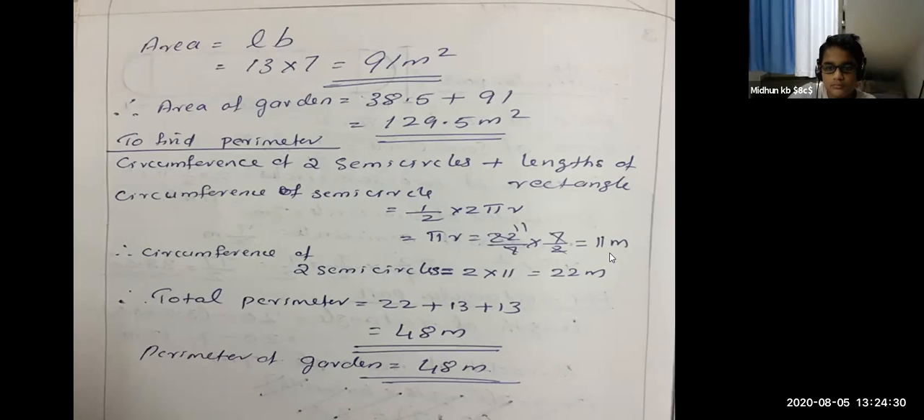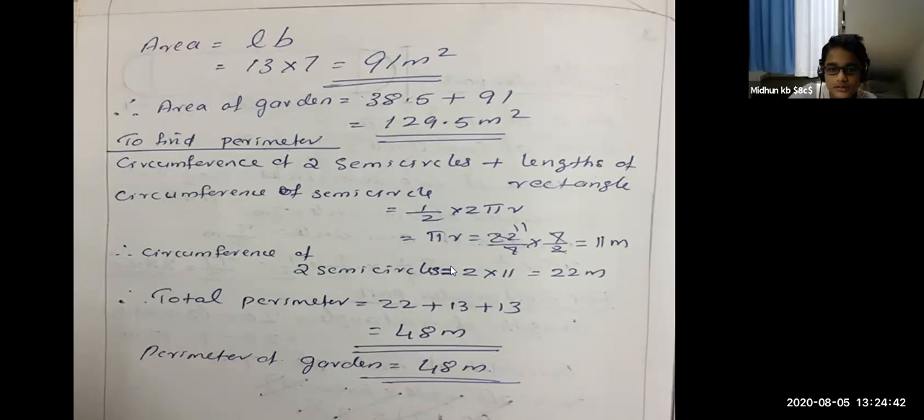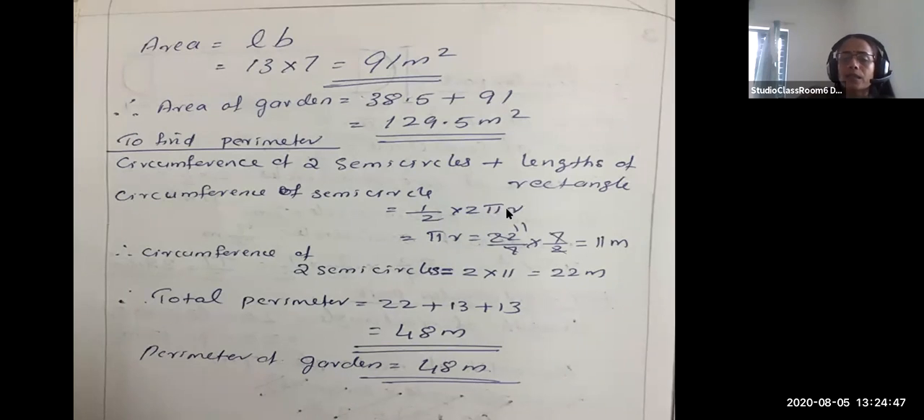Okay. Circumference of a semicircle is 11. So circumference of two semicircles means 2 into 11, 22 meter. Here 1 by 2 means 2 pi r is the circumference of the whole circle, so for getting half of it, 1 by 2. Circumference of a semicircle is half of the circumference of the circle.